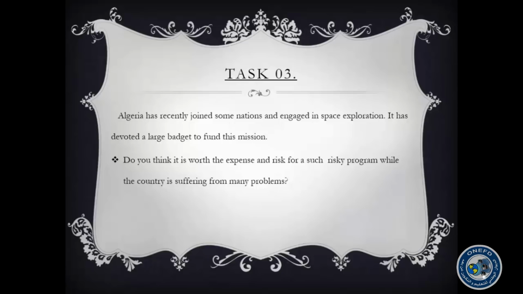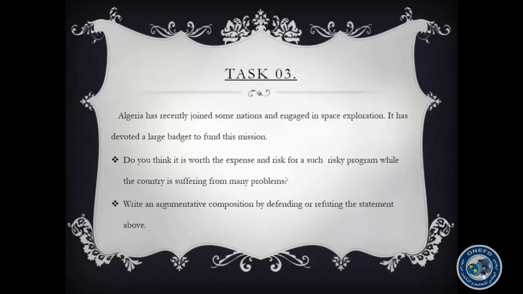So what do you think? Is the mission of space exploration worth this large budget or not? Do you agree or do you disagree? So, what you're going to do is write an argumentative composition by defending or refuting the statement above. You're going to defend your opinion if it is for, or refute the statement if your opinion is against the idea of having a large budget to fund the mission to space exploration by Algeria.